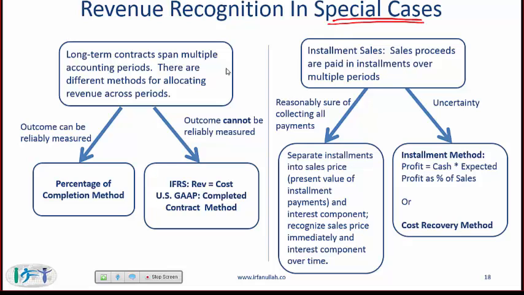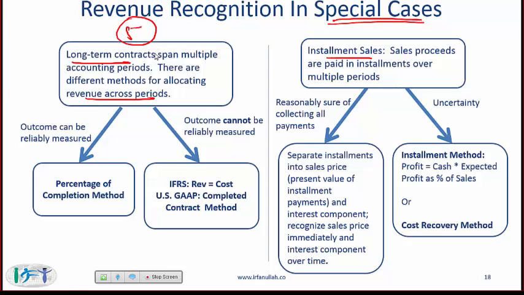Revenue recognition in special cases. There are two special cases that the curriculum emphasizes. One is long-term contracts and the other is installment sales. Long-term contracts span multiple accounting periods. There are different methods of allocating revenue across periods. The simple example that can come to mind when we talk about long-term contracts is construction of a highway. Let's say a construction of a highway will take 5 years.